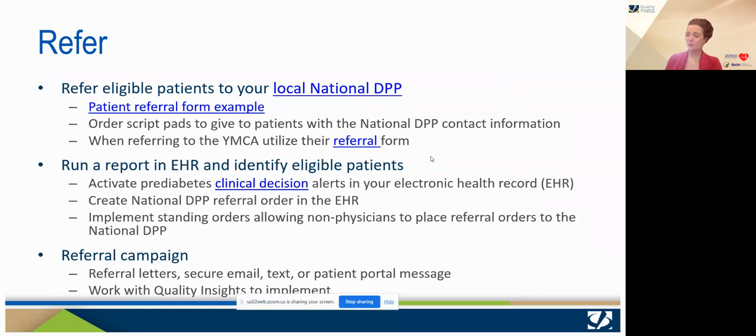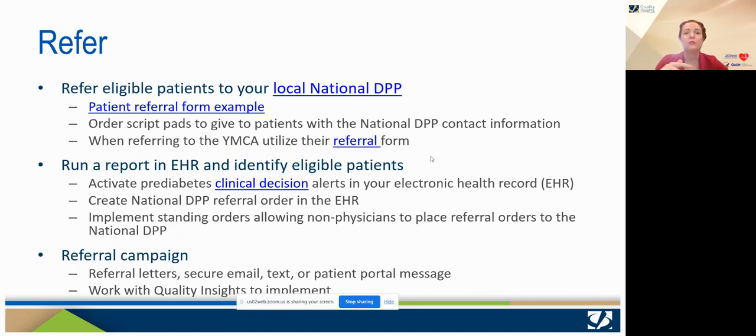Which brings me to the referral piece. So along with testing, one of the biggest things that we want from today is for you to be aware of prediabetes, aware of prevalence, and actively able to refer to your local National Diabetes Prevention Program. So here we have links. This local National DPP link will take you to a finder where you can put in your zip code and look for National DPPs that you can refer to in your area.